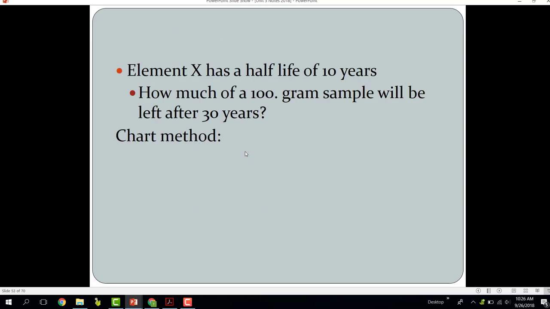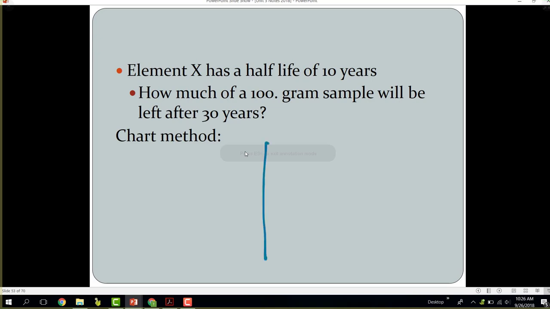Let's look at how we do half-life problems. I'm going to do these half-life problems two ways, and you can pick whichever way you feel comfortable doing. The chart method is what I'm going to do first. Sometimes it takes a little bit longer to do the chart method, and there are more opportunities to make mistakes, but you can still get the correct answer with the chart method. There's a couple of things that you need to keep in mind.